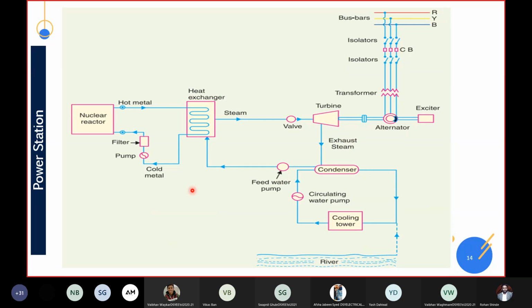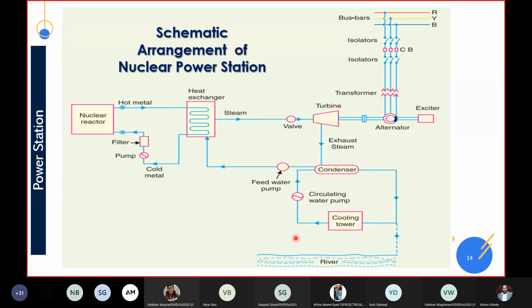Now see here, this is the schematic arrangement of nuclear power station. So see here, this is the first stage where nuclear reactor is there. This is the second stage where heat exchanger is there. Now this is the third stage where steam turbine is there. And this is the last stage where alternator is provided. Okay. Now see here, this is the schematic arrangement.